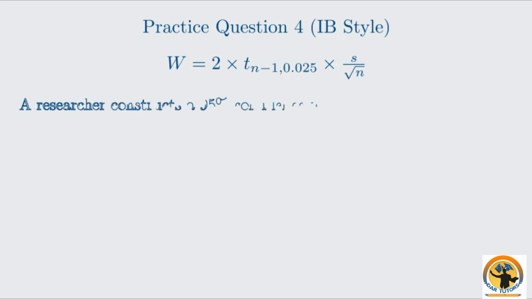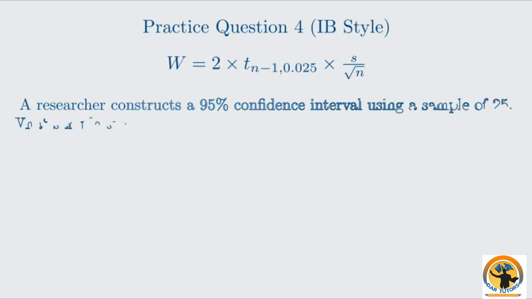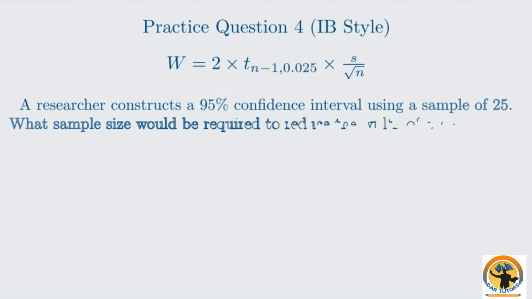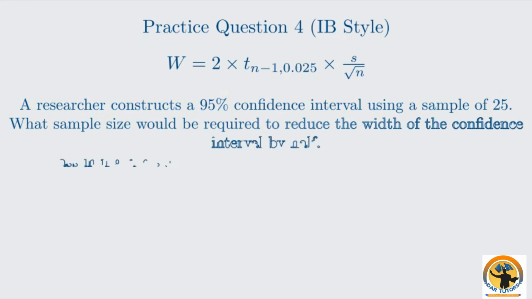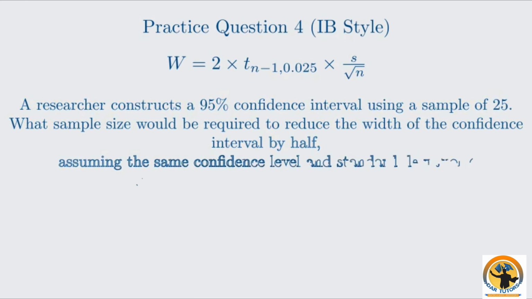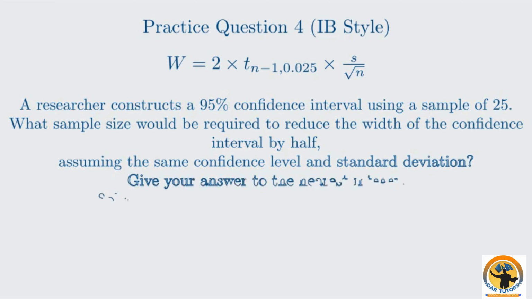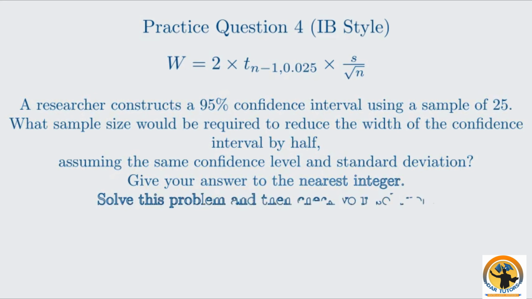Practice question 4. The width of a 95% confidence interval for a population mean is given by W equals 2 times the critical t-value t sub n minus 1, 0.025, times the sample standard deviation s divided by the square root of n. A researcher constructs a 95% confidence interval using a sample of 25. What sample size would be required to reduce the width of the confidence interval by half, assuming the same confidence level and standard deviation? Give your answer to the nearest integer.